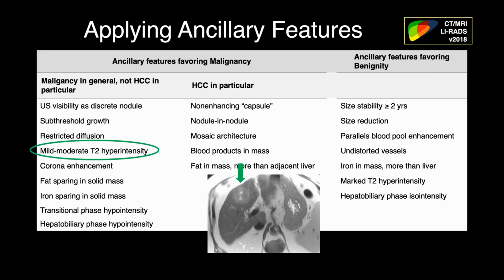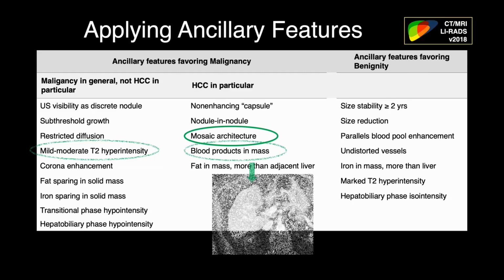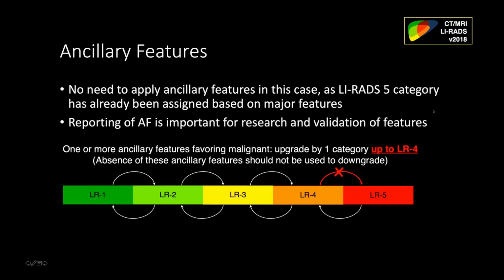Again, use that normal spleen for an internal reference. And there is a mosaic architecture within this observation. So those are all features that not only a few of them are suggesting HCC in particular, but they all favor malignancy. But it really didn't matter in this case, right? Because we had a LI-RADS 5 category already.